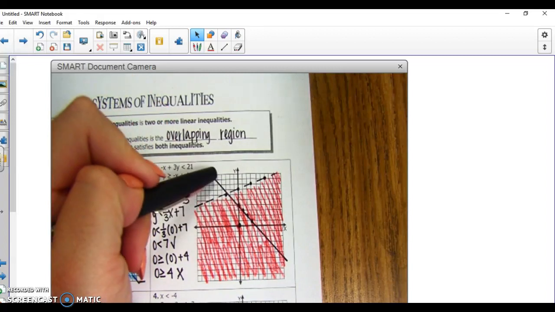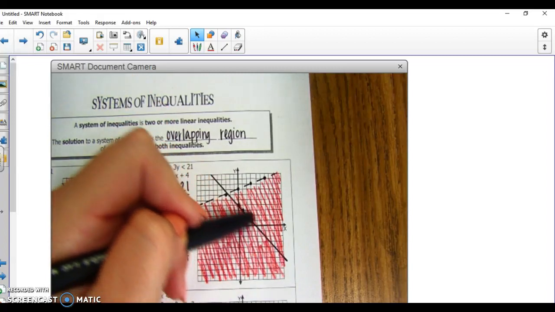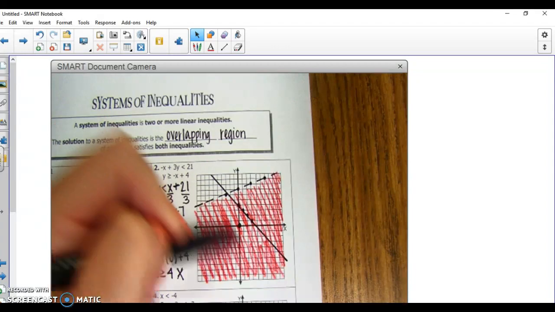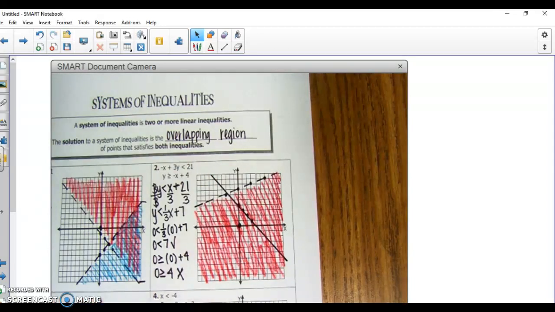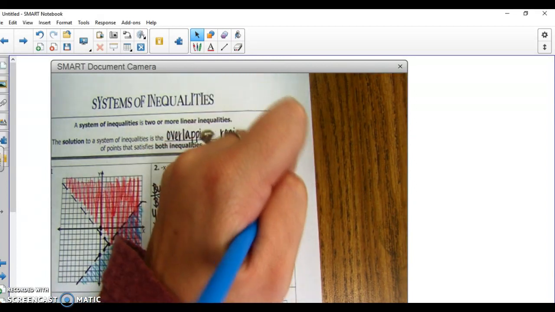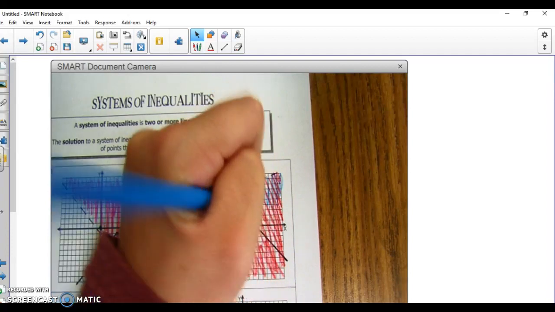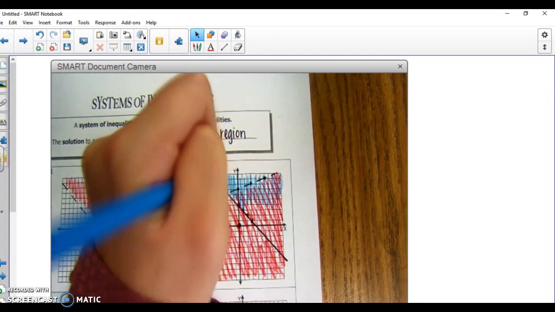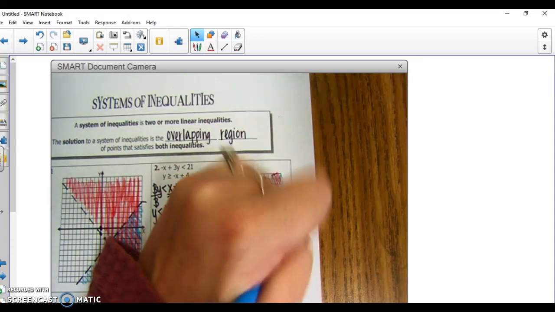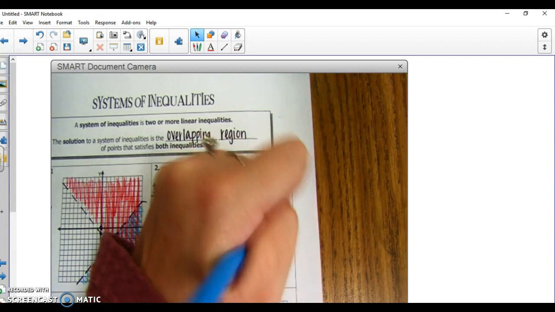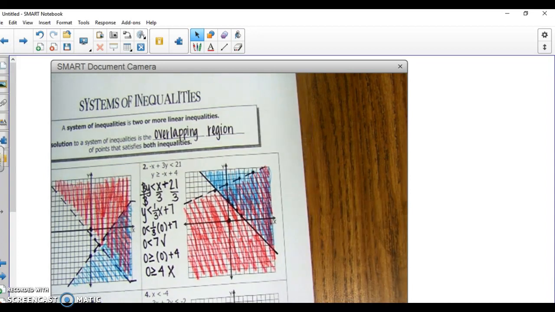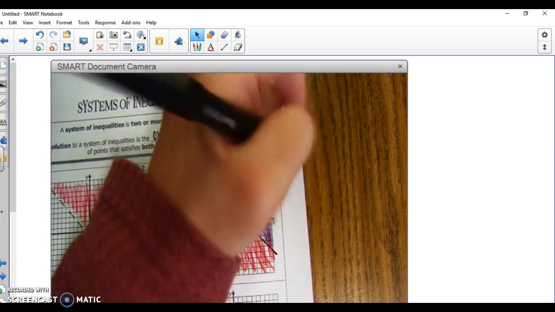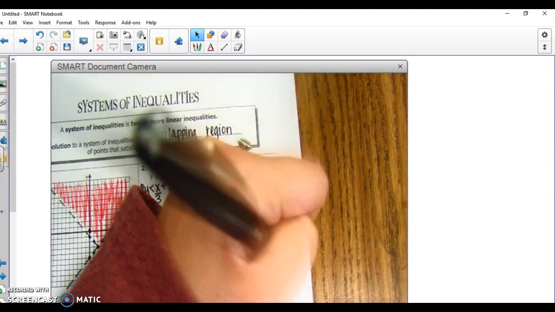So when I look at this line, I would either need to shade this side or this side. So I'm going to shade up here because that's where (0, 0) is not included. And then my solutions to this inequality would be in this section right here.